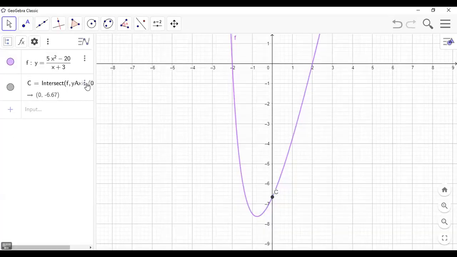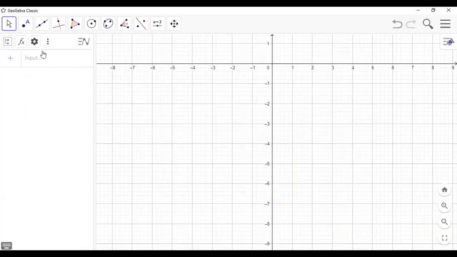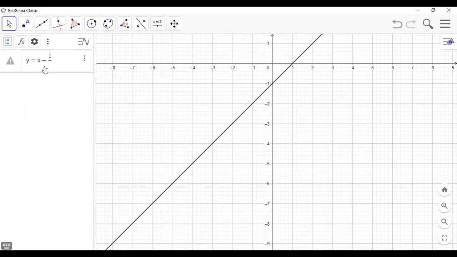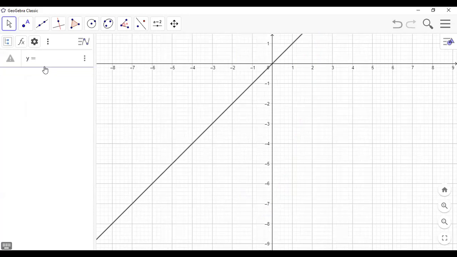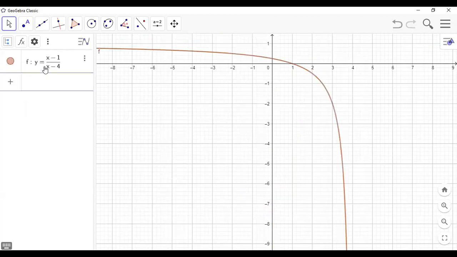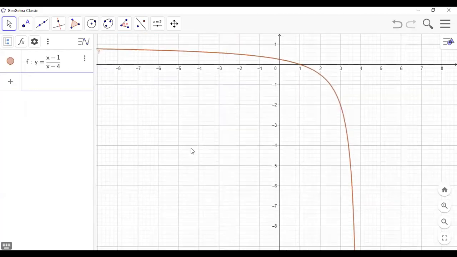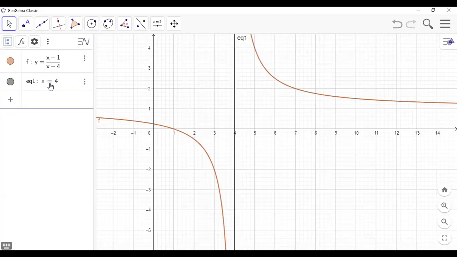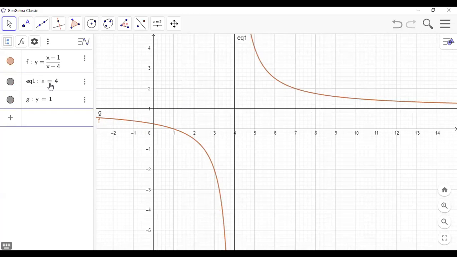Ito na lang. Wait lang. Okay. So, y is equal to x minus 1 over x minus 4. Ayan. Ano na ngayong asymptote natin? X is equal to 4, and y is equal to 1.